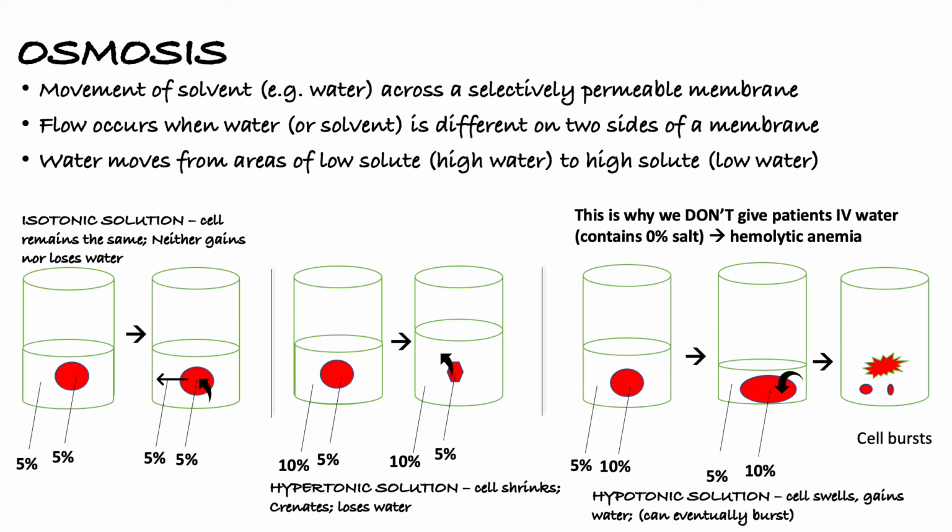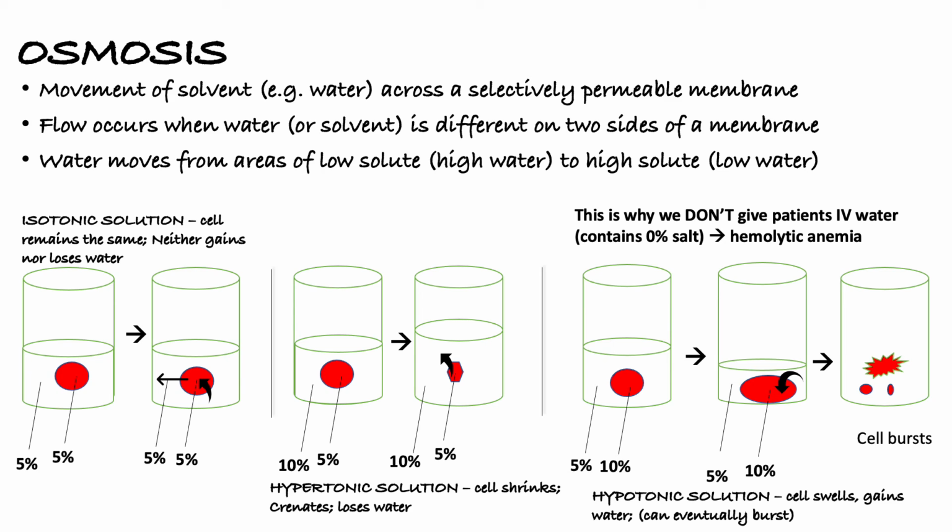It's the opposite of hypertonic solution. Water is moving inside the cell, and if care is not taken, the cell will actually burst. So we use the term that the salt solution is hypotonic because of what it is doing to the cell. So the cell gains water, the cell swells, and can eventually burst.